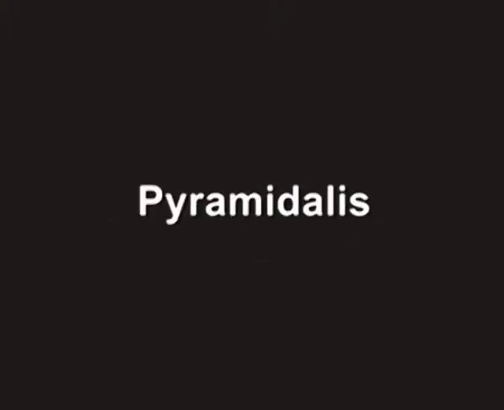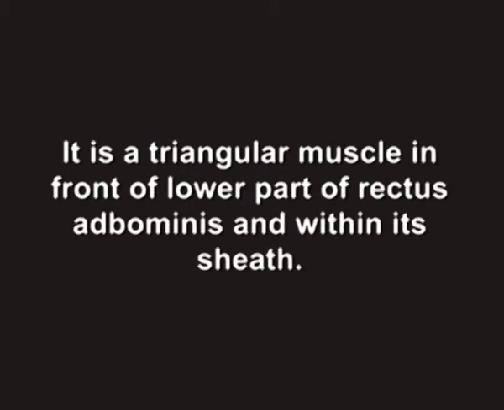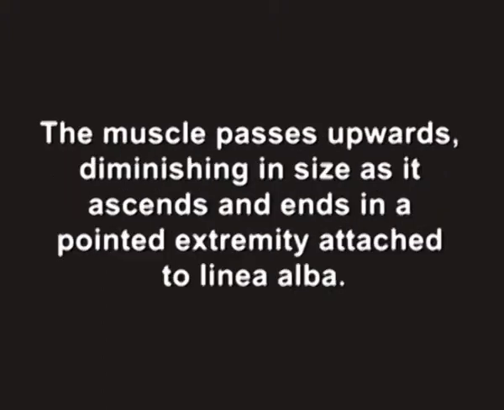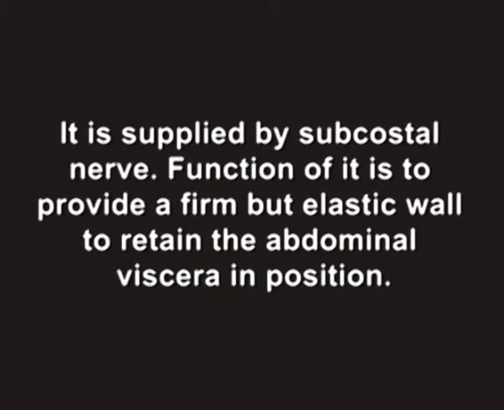Pyramidalis. It is a triangular muscle in front of lower part of rectus abdominis and within its sheath. The muscle passes upwards, diminishing in size as it ascends and ends in a pointed extremity attached to linea alba. It is supplied by subcostal nerve. Function of it is to provide a firm but elastic wall to retain the abdominal viscera in position.